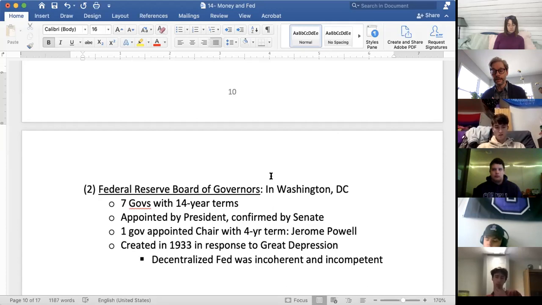And it has 7 Board of Governors, right? And so who are these governors? There's 7 of them, and they have 14-year terms. How do you get to be a governor? You have to be appointed by the president and confirmed by the Senate, right? So in many ways, the Board of Governors looks a lot like the Supreme Court. You're appointed by the president, you're confirmed by the Senate.